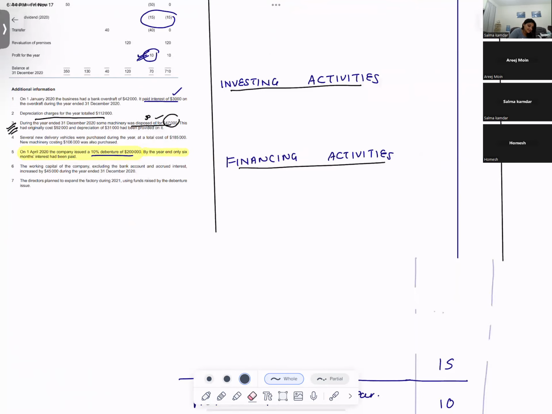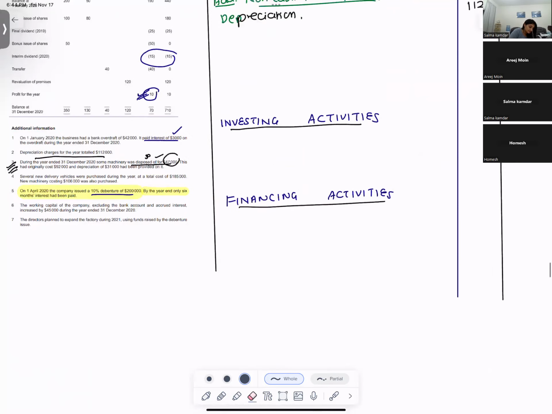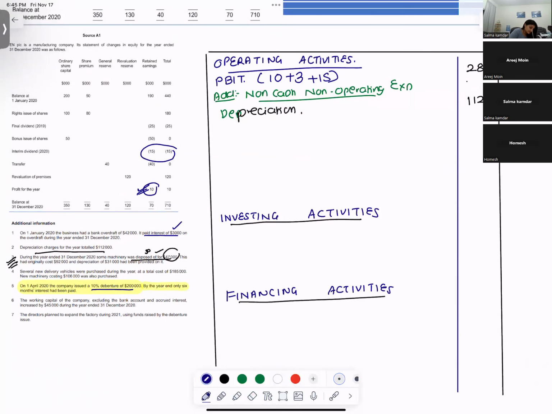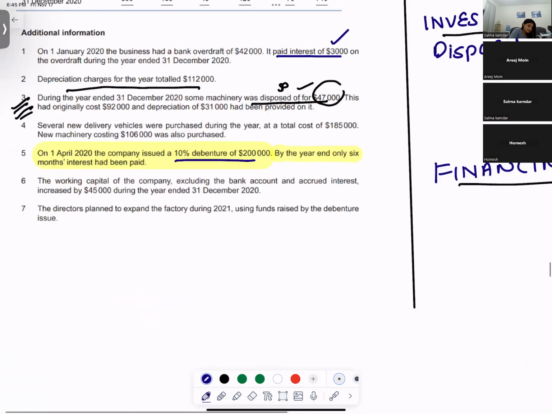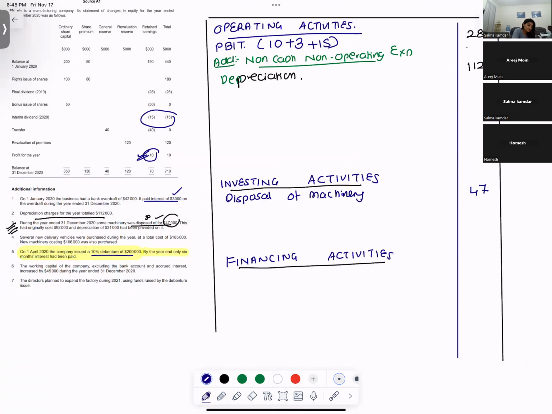Investing activity, financing activity, which activity? Investing activity. So disposal of machinery is investing activity. Money is coming in or going out? Coming in. How much? 47,000. The reason why I make this bifurcation is that whenever I come across anything, I will put it over here.